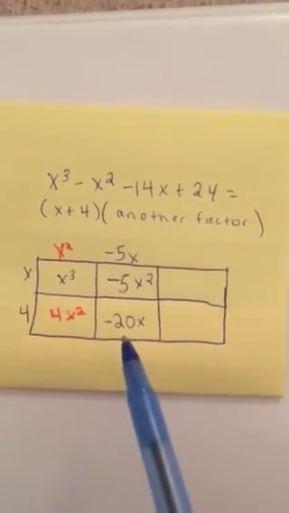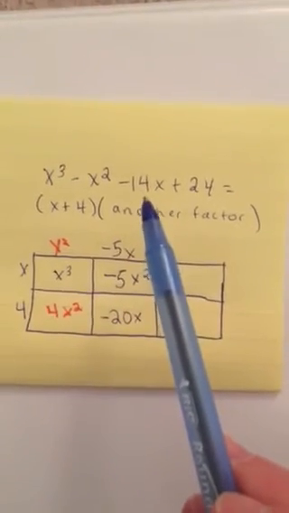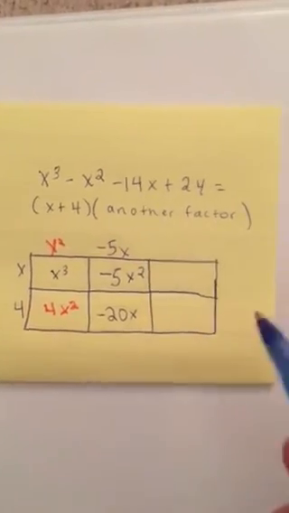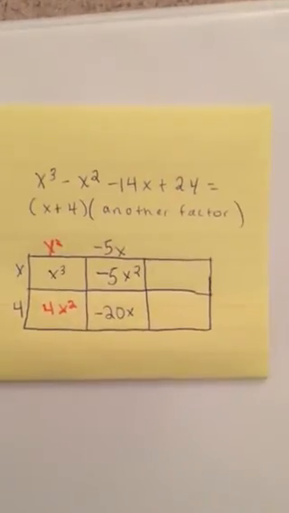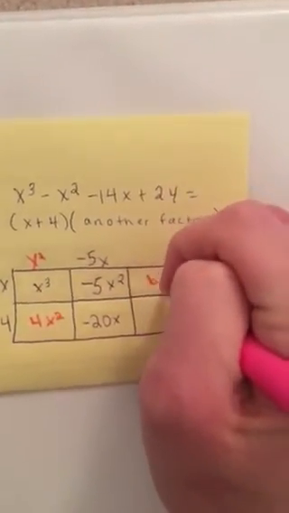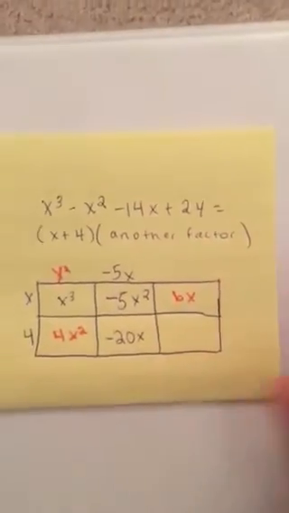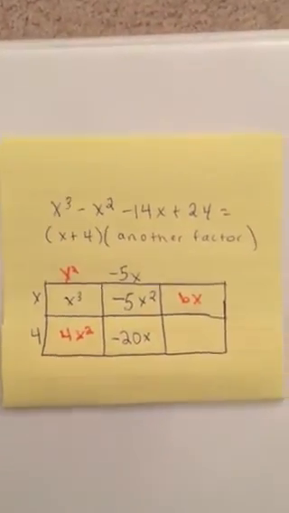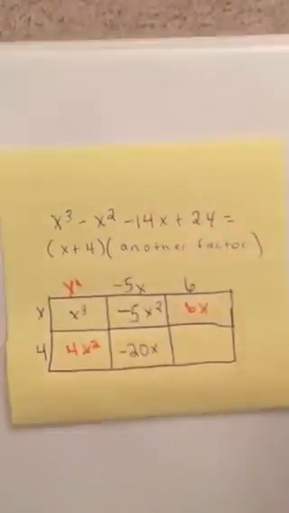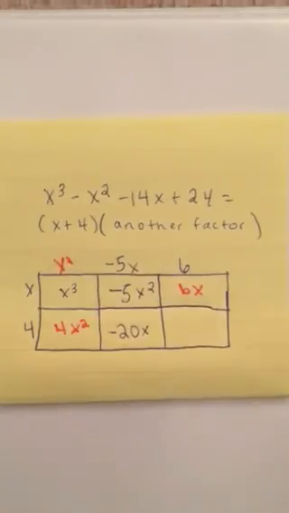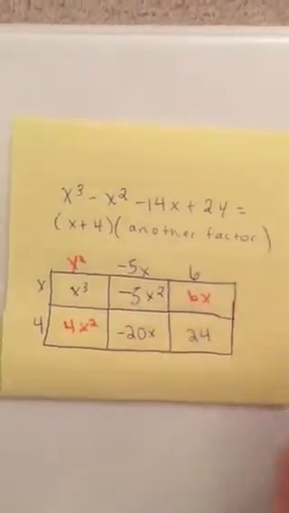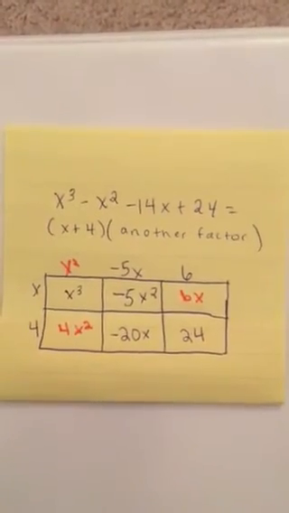So I have a negative 20x. I want it to be a negative 14x. So negative 20x plus 6x would give me a negative 14x. So if this right here was a 6x, that should give me my negative 14x. Okay, so if I know this is 6, then x times 6 should give me 6x. And then 6 times 4, oh, what do you know? It gives me 24. How exciting!